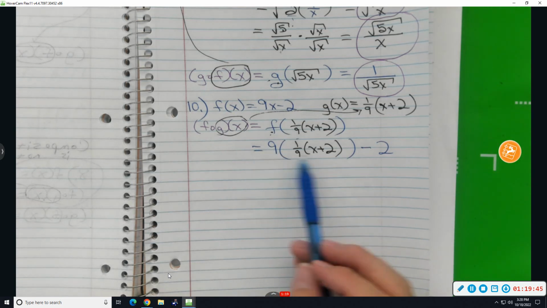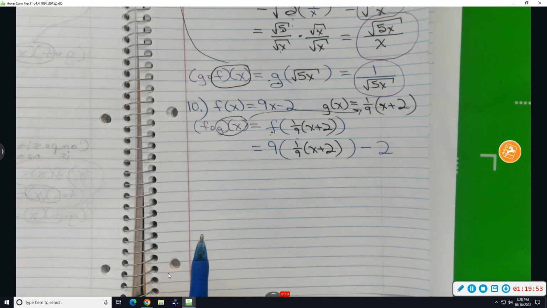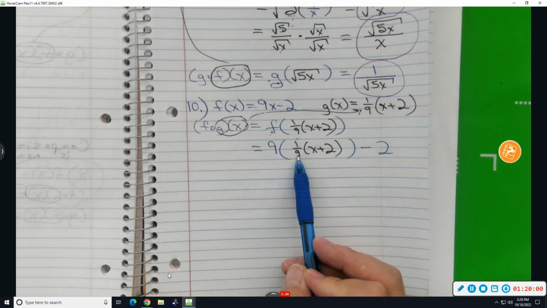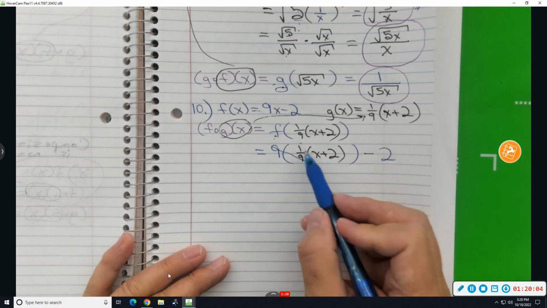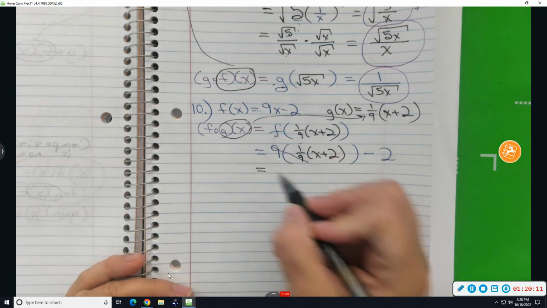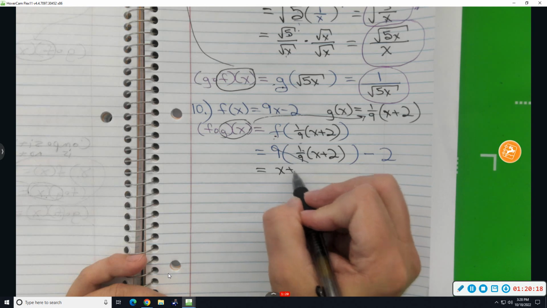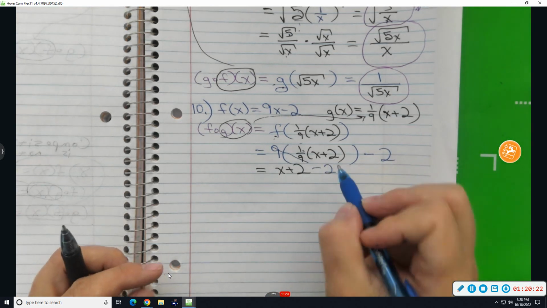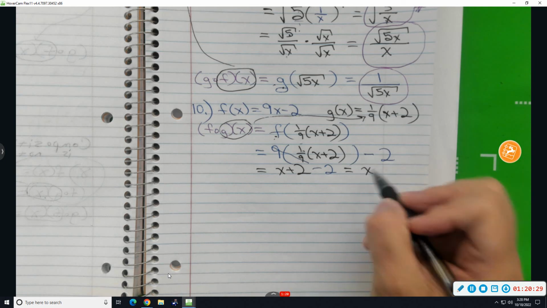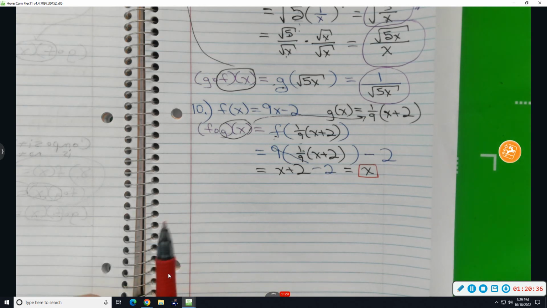Be careful with this multiplication. You multiply from left to right. It may look sort of messy, but as soon as you start multiplying, I think it's going to work out very nicely. You multiply from left to right. 9 times 1/9 is just a 1. The 9's cancel. So you're just distributing a 1 over the x plus 2. The fraction is gone. That's going to give us, distributing the 1, x plus 2 minus 2, which reduces to just x. 2 minus 2 is gone. We're left with just an x. Any questions there? F composed with g of x reduces to x.